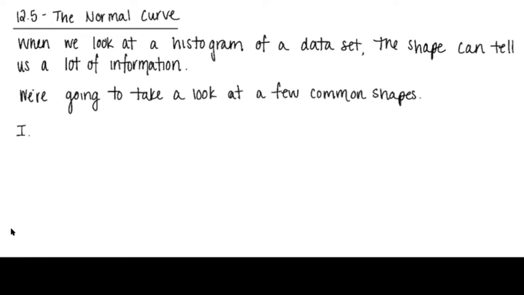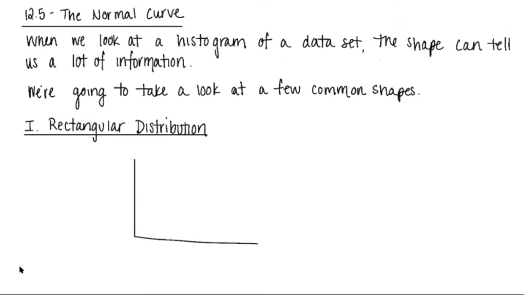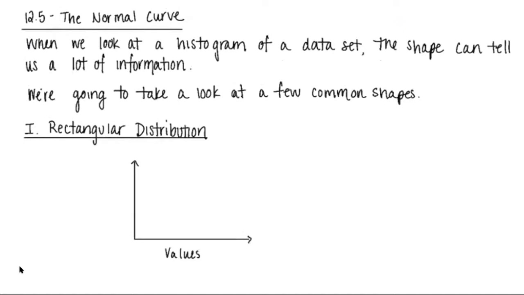So the first one is called our rectangular distribution. And the name on this sounds exactly like the shape it makes. It's a rectangle. So when you go ahead and create that histogram, you've got your values down here. You've got your frequency going up here, and you've got all of those midpoints of your classes down here. For a rectangular distribution, you're going to have a very rectangular shape.